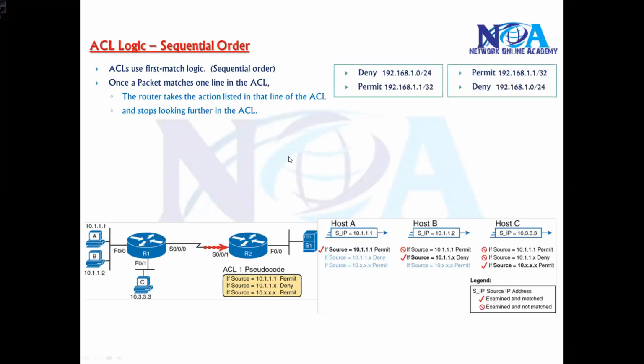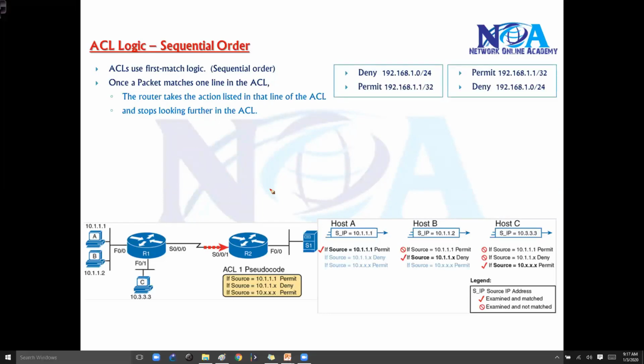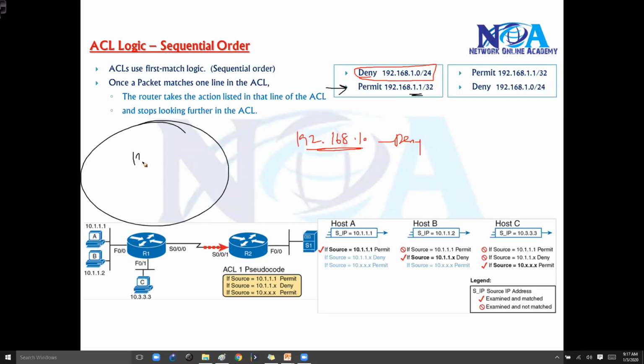Okay, so if you take these two examples, one is correct, one is wrong. If I'm writing a statement where I'm saying deny the 192.168.1.0 network, meaning the complete network will be denied, and let's say you want to permit the 1.1 host in that. So I want to deny the complete network, 192.168.1.0 network, except 192.168.1.1. Let's say that is your requirement.